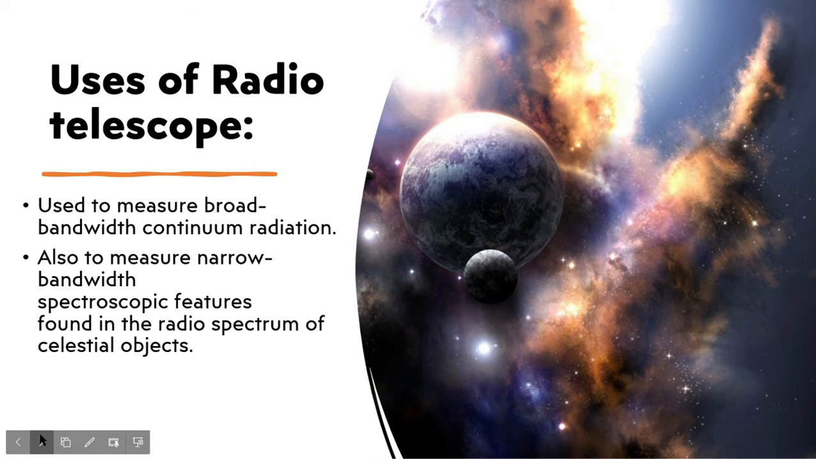What are the uses of a radio telescope? Radio telescopes are used to measure broad bandwidth continuum radiation as well as narrow bandwidth spectroscopy features due to atomic and molecular lines found in the radio spectrum of astronomical objects.